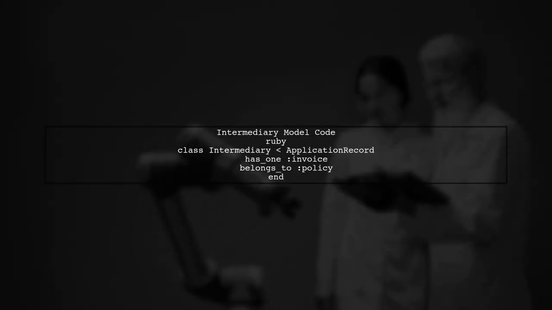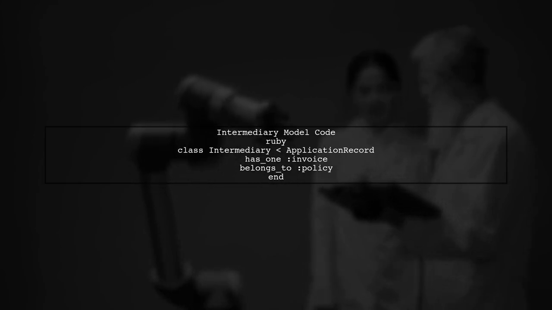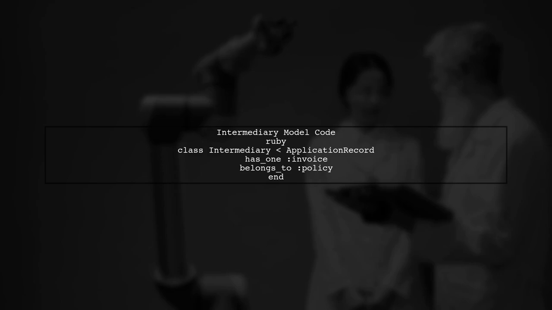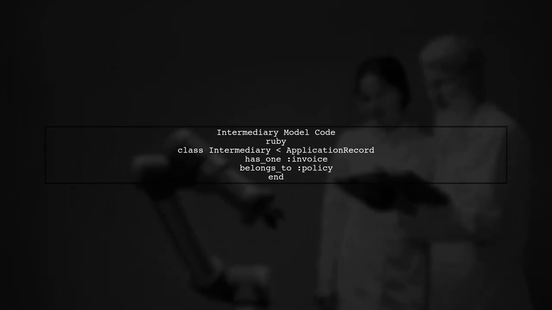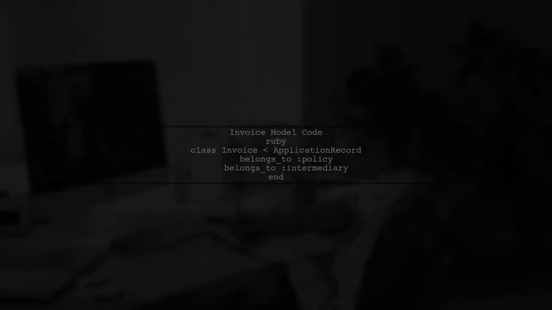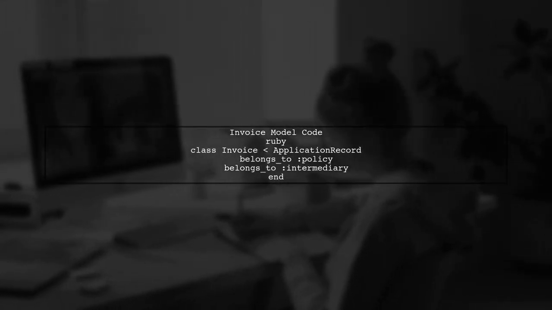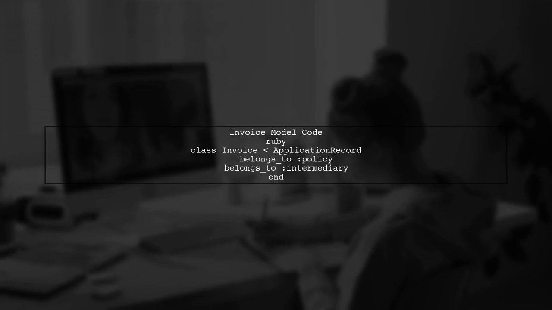Next, let's look at the intermediary model. It has a has-one association with invoice and belongs to policy. This setup is correct. Finally, the invoice model correctly belongs to both policy and intermediary. Ensure that all foreign keys are properly set.